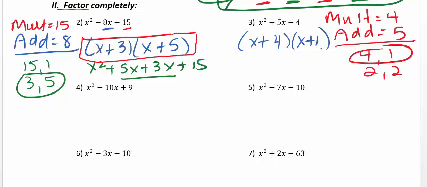Again, I could FOIL this out to check it, and I would get x squared plus x plus 4x plus 4, and we can see these middle terms do add together to give me our 5x here in the middle.